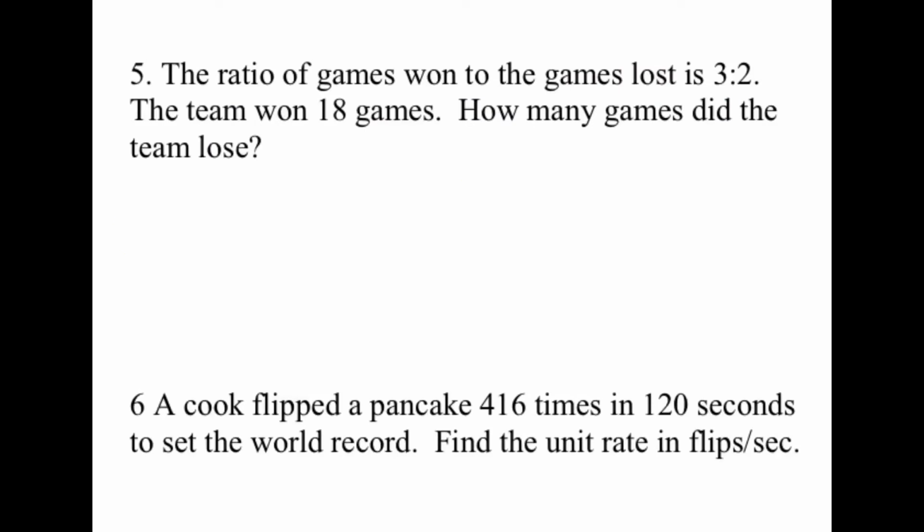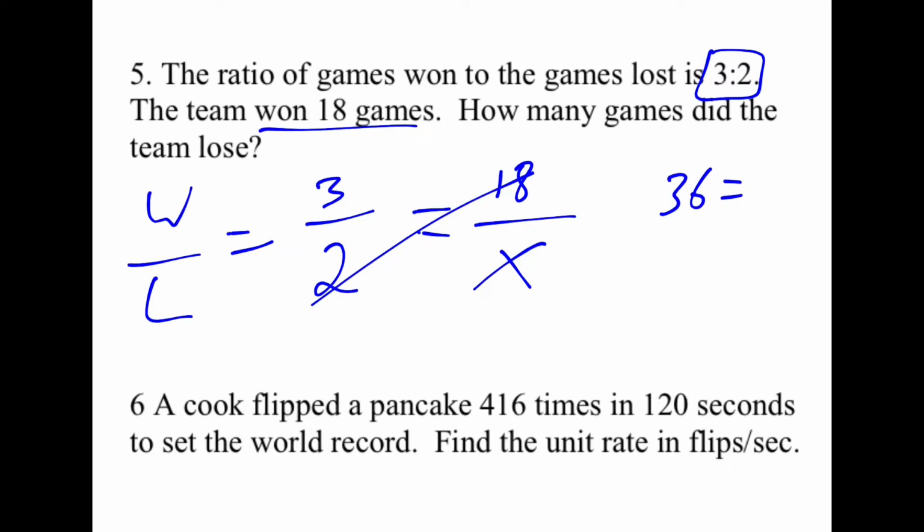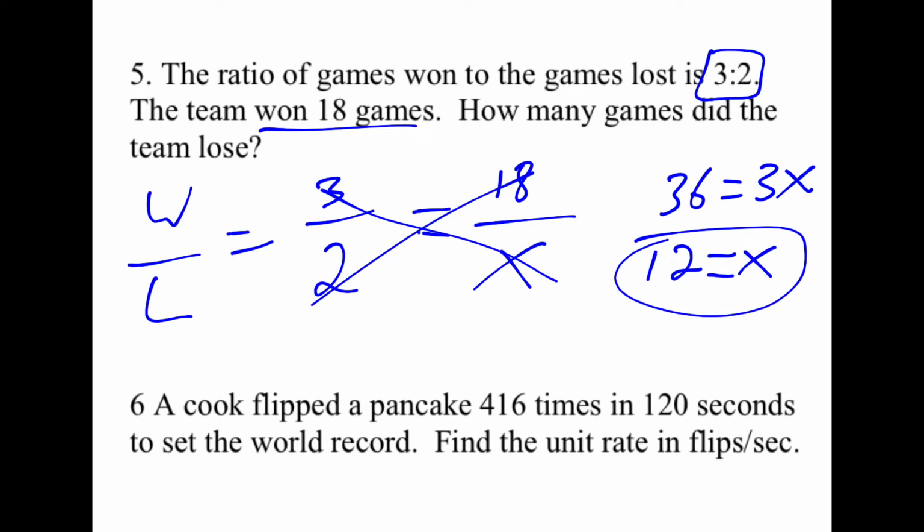Here's another ratio, games won to games lost. And we can represent 3:2 as a fraction, 3 over 2. And if the team won 18 games, I should put that on top because that's where the W's go. And on the bottom, we'll put an X, and we can calculate if we cross multiply. 36 is equal to 3X, or in other words, 12 is equal to X. That's how many games they lost.